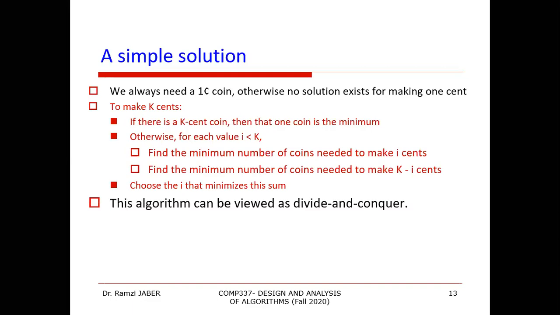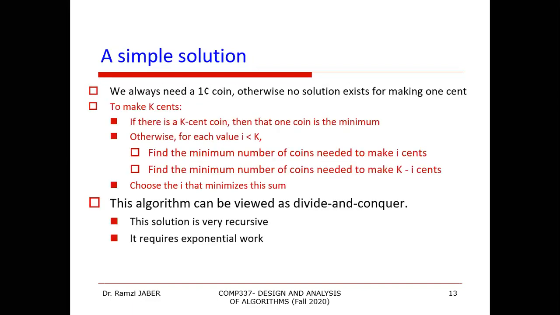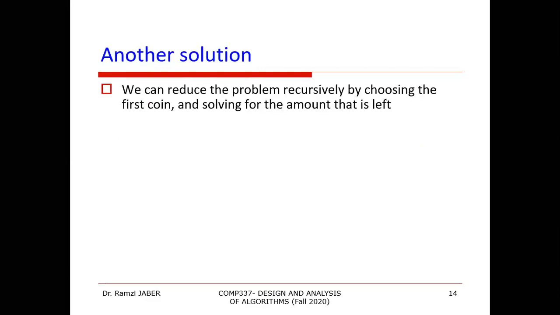Okay. This algorithm can be viewed as divide and conquer. عم نقسم list. عندنا set عم نقسمها two sides. Okay. I cent and K minus I cent. So we divide it, so it's like divide and conquer. This solution is very recursive and calls itself. It requires exponential work. هيطلع معنا exponential هون. اوكي؟ اوكي وضحت الفكره. هذا simple solution. هذا بيشبه الكريدي algorithm.